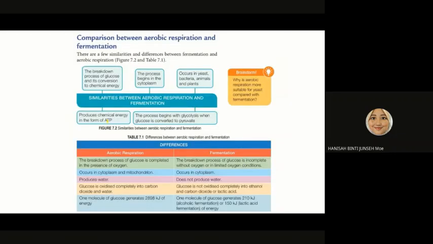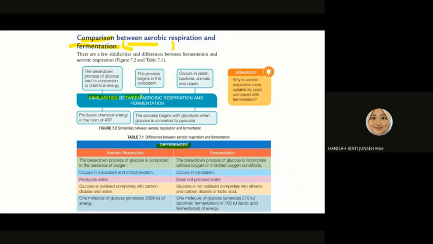Alright. So next, let's compare between this aerobic respiration and fermentation, AKA you can have in mind this is anaerobic respiration. Okay? So when we say compare, bila soalan minta kamu compare, when the question asks you to compare, meaning that you have to state the similarities and the differences. Okay, always start with the similarities.